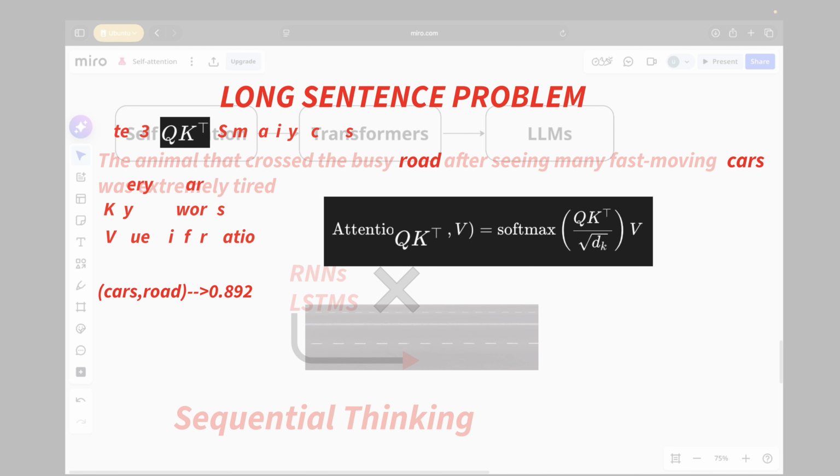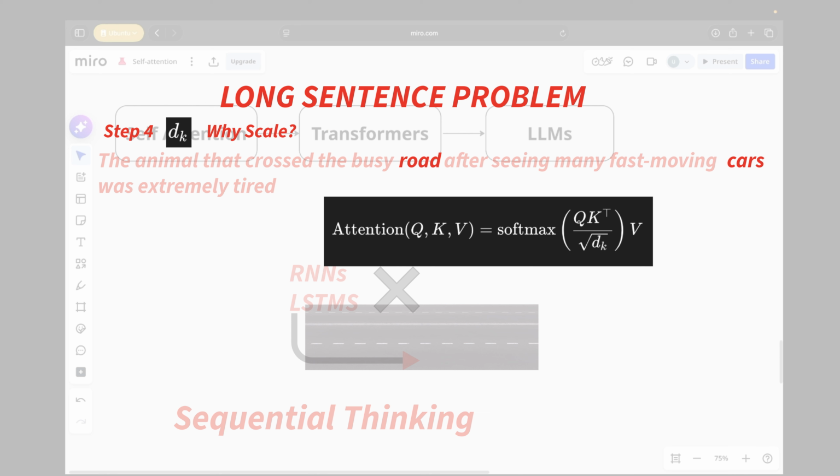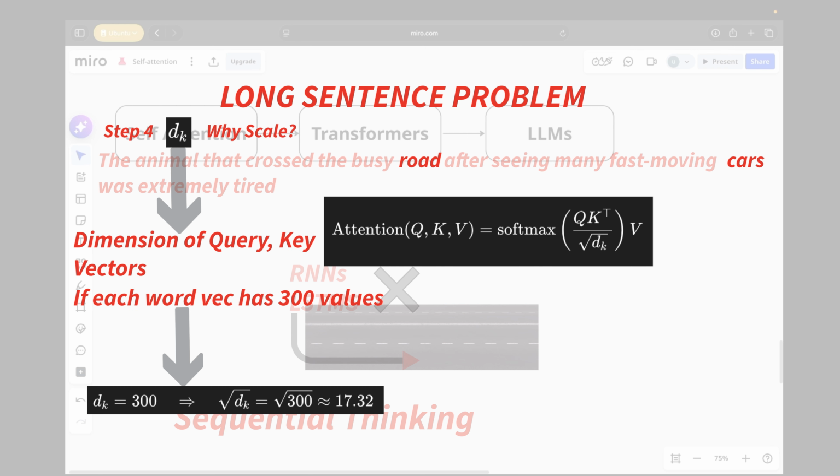Now let's understand what is dk and why scale. Here dk is the dimension of the query and key vectors, the number of values inside it, basically the dimension of the vector. Larger vectors mean larger dot products, so dividing by the square root of dk keeps attention scores stable. In one line, scaling keeps attention balanced and comparable.